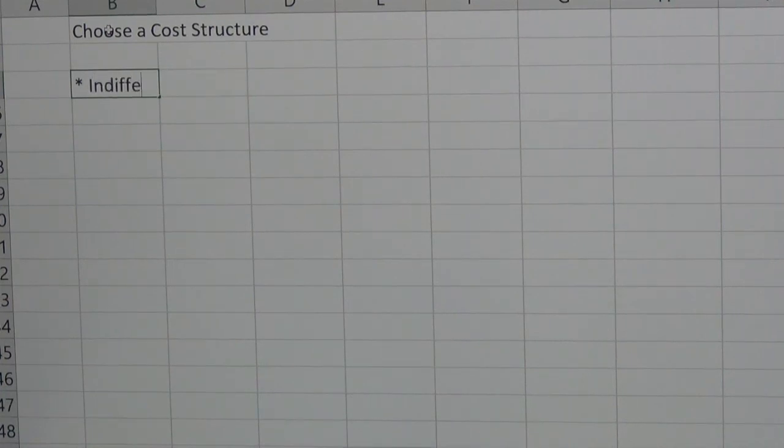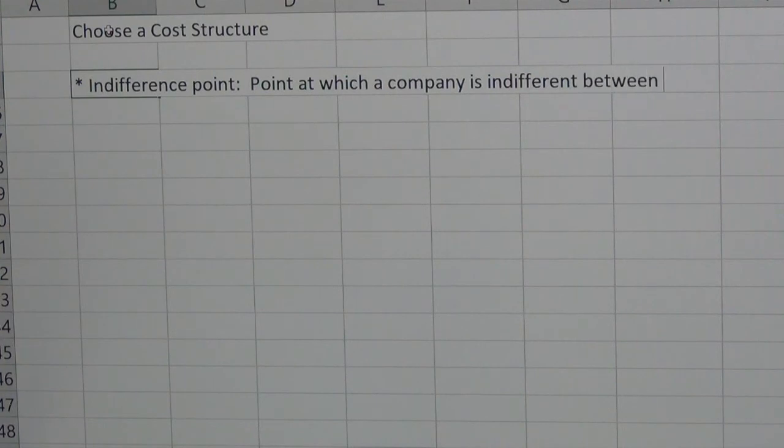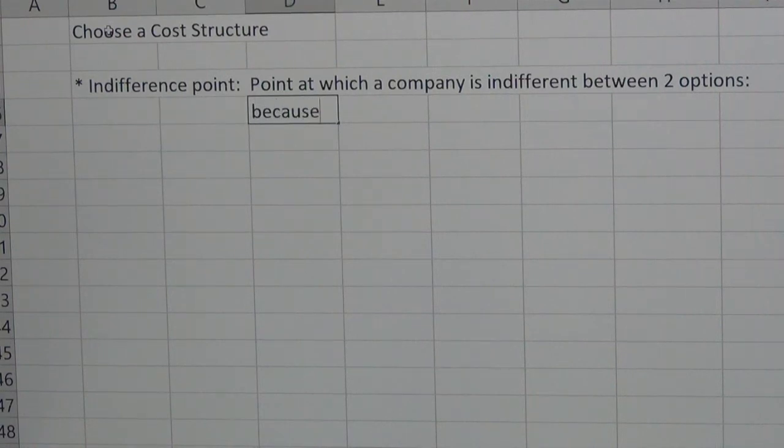So then finance people are often facing the question of the cost structure. And so what we're talking about is the indifference point. The indifference point is the point at which a company is indifferent between two options because they result in the same total cost.